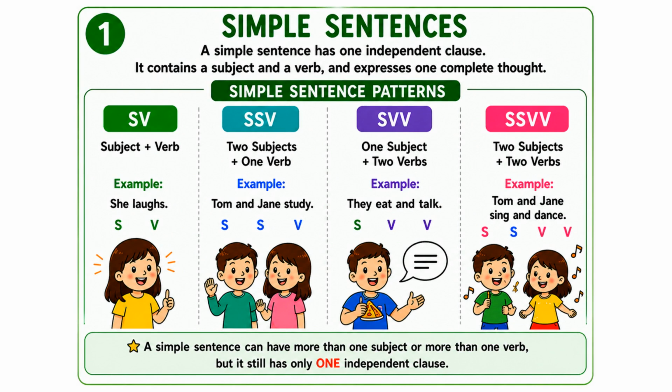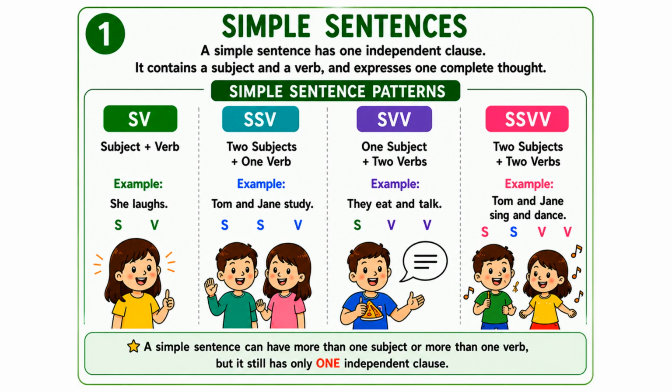A simple sentence has one independent clause. It expresses one complete thought, but here's something important. A simple sentence can have more than one subject, or more than one verb. What matters is that it has only one independent clause. There are 4 common patterns: SV, SSV, SVV, and SSVV.